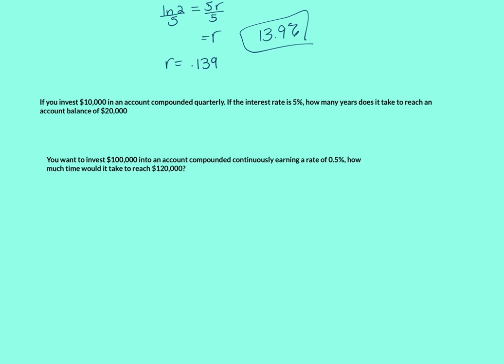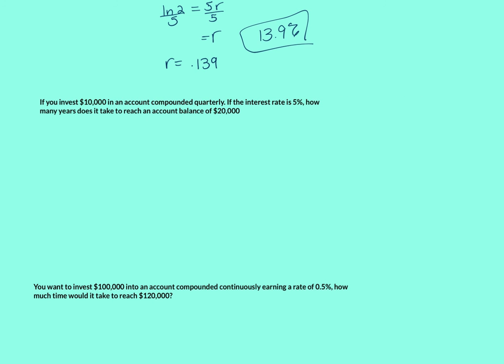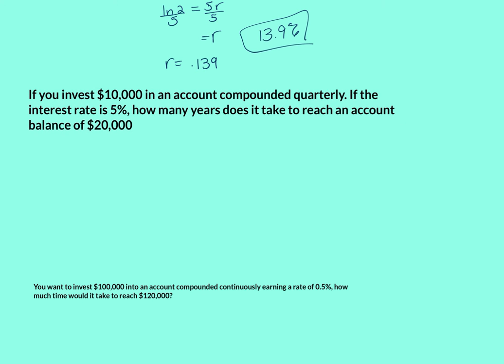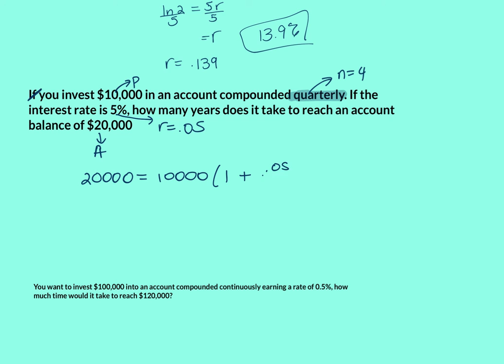Go to the next one. If you invest $10,000 in an account compounded quarterly, now I have to use the other formula. Or sorry, it should say you invest. If the interest rate is 5%, how many years does it take to reach an account balance of $20,000? So this is again, my P is 10,000. That's how much I put in. Quarterly means that N is what? 4 times a year. Good. Interest rate is 5%. What does that mean R is? 0.05. And 20,000 is the A. That's at the end. So 20,000 equals 10,000 times 1 plus 0.05 over 4 to the 4 times T, is my unknown.